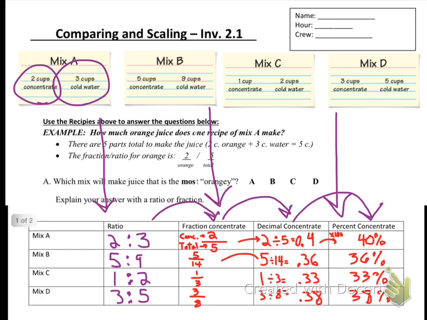Okay, so here's what we end up getting. 5 to 9 becomes 5/14, which turns into 36%, or 0.36. 1 to 2 ends up becoming 1 over 3, and 1 divided by 3 gives me 33%. 3 to 5 gives me 3 over 8, and 3 divided by 8 gives me 0.38, which gives me 38%. So now, ladies and gentlemen, do what you can to remember this table to help us answer the next questions we're going to have. Okay, let's go ahead now and actually answer these questions.